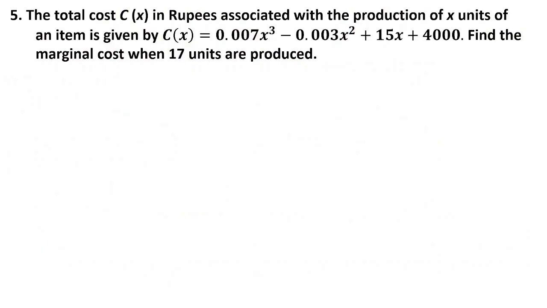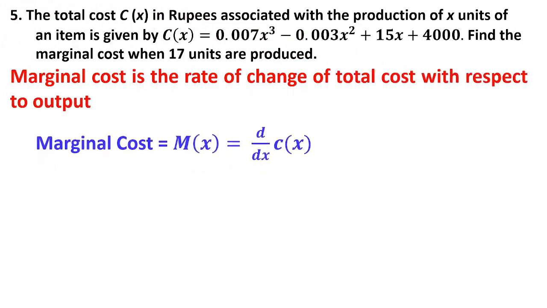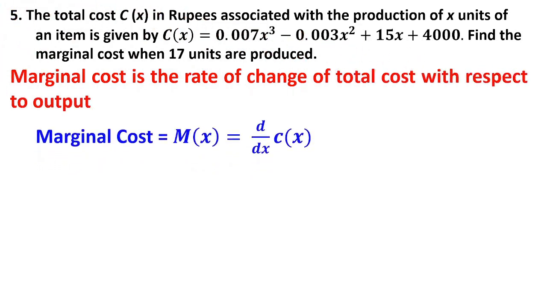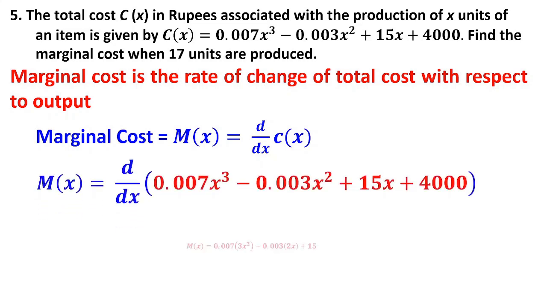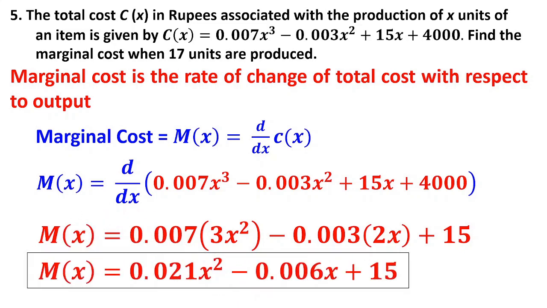Well, let us go to the question of marginal cost. The total cost in rupees is given as C of x equal to a polynomial. Find the marginal cost when 17 units are produced. Already we have discussed that marginal cost is the rate of change of total cost with respect to output. So marginal cost is d by dx of C of x. I am differentiating it: x cube gives 3x square, x square gives 2x, and the differentiation of 15x is 15. Now I am multiplying and keeping it ready.